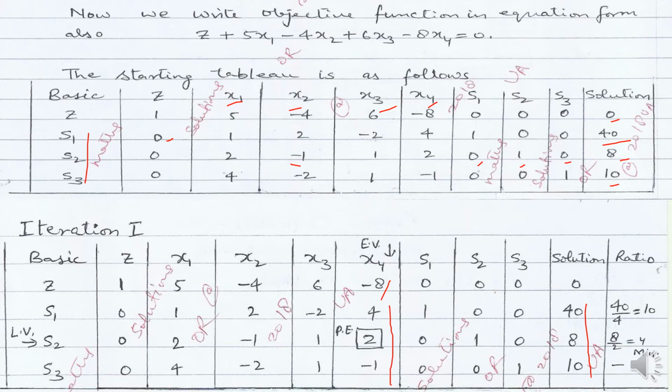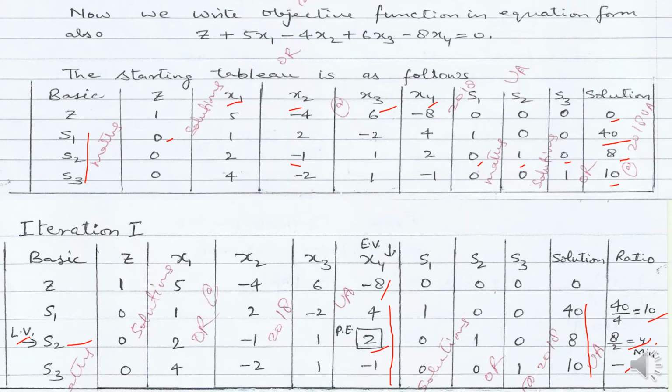So 40 upon 4 we get 10, then 8 upon 2 we get 4, and 10 upon minus 1, this is negative, so we will neglect it. If it is infinity or negative, we neglect it. So our minimum is 4 here, and this 4 is corresponding to S2, so our leaving variable is S2.